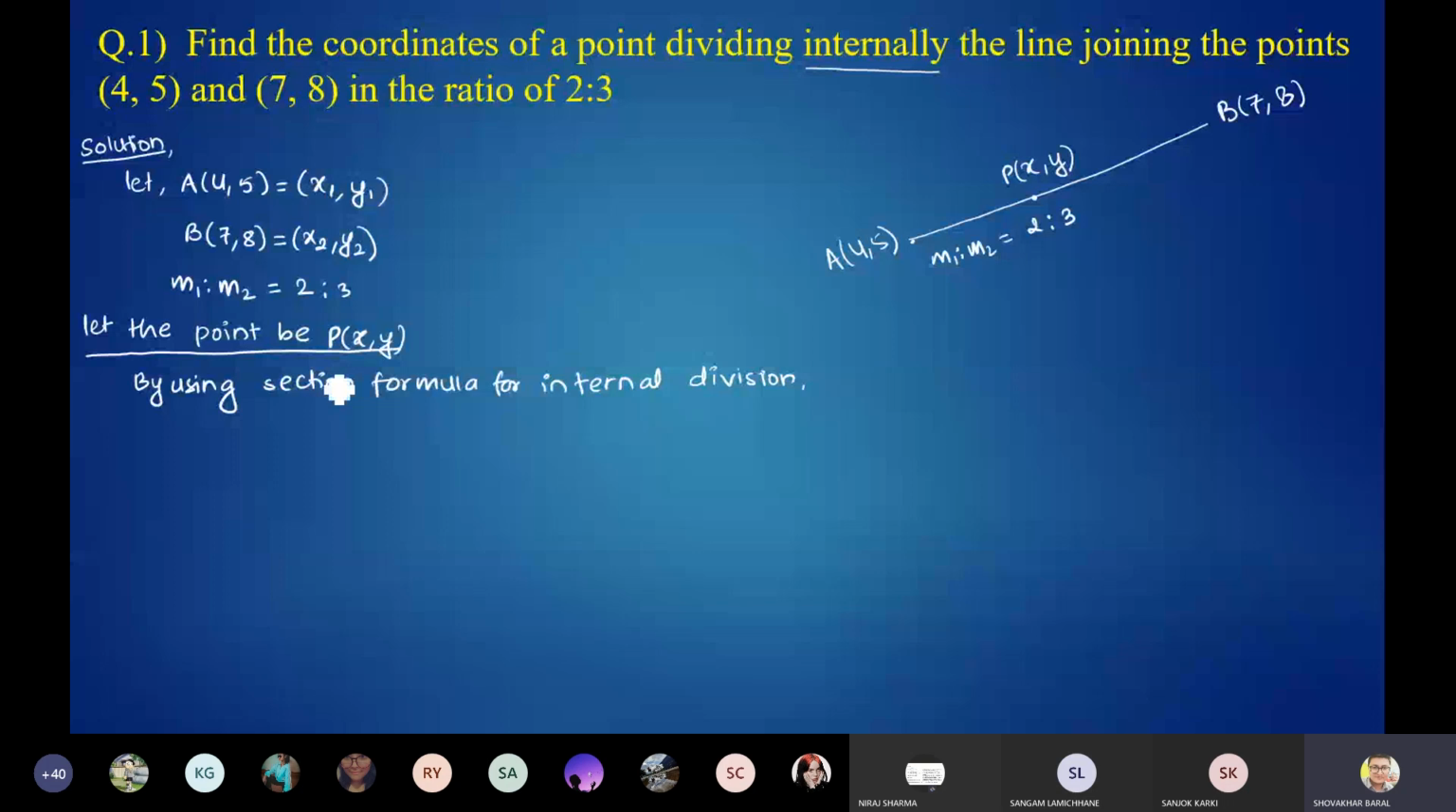Okay, I'll ask for this formula again from someone. If you don't reply, then I'll force you to leave. You guys, can you tell me the formula? Section formula x2 minus x1, x2 by 2, y1 plus y1, y2 by 2. Which formula are you telling? I'm asking for the formula for internal division. Section formula for internal division.